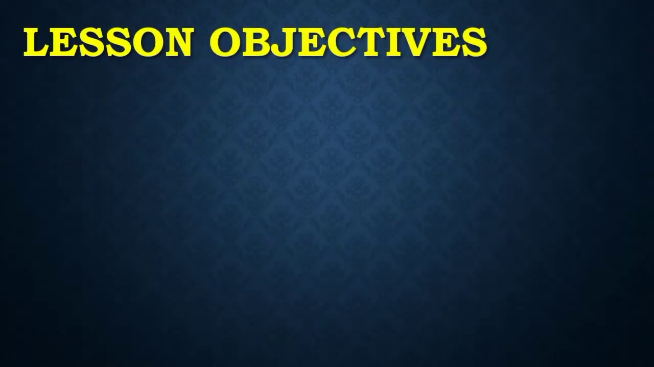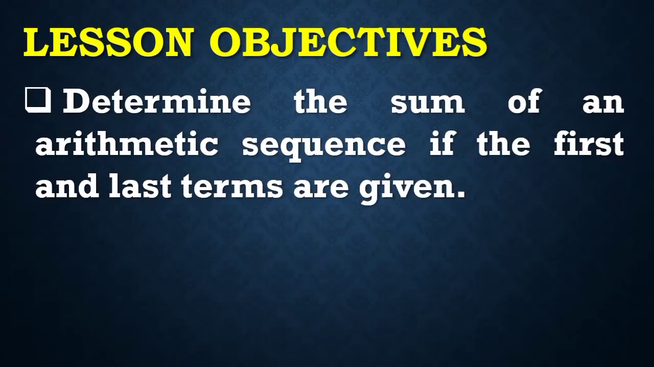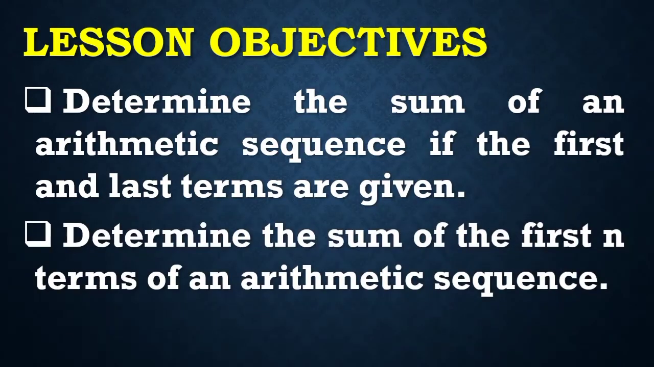So for our lesson objectives, we have the first one, determine the sum of an arithmetic sequence if the first and last terms are given. And then of course, determine the sum of the first n terms of an arithmetic sequence. So may pinagkaiba kasi yan. Yung una nating objective, given yung first term and last term. Second objective naman natin, hindi given. Given lang doon is yung first term. Yung last term, wala siya.